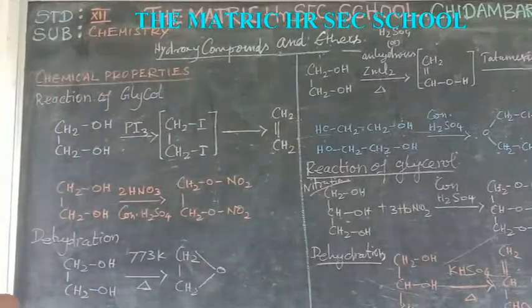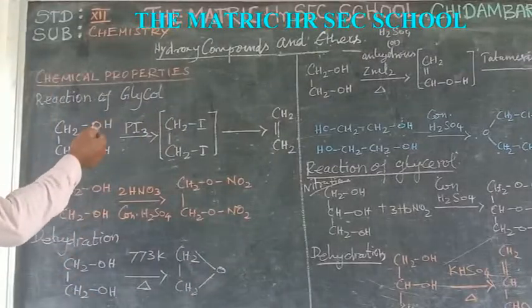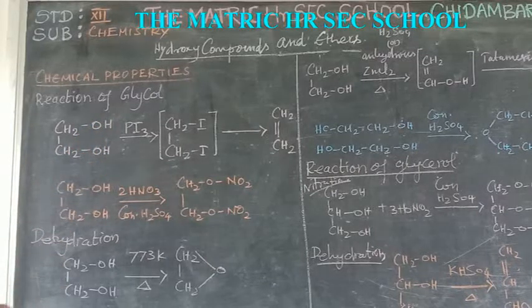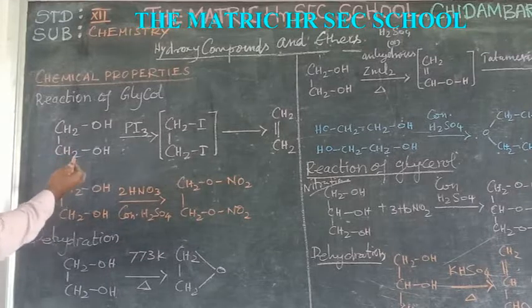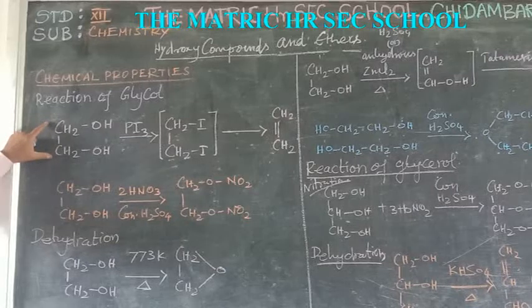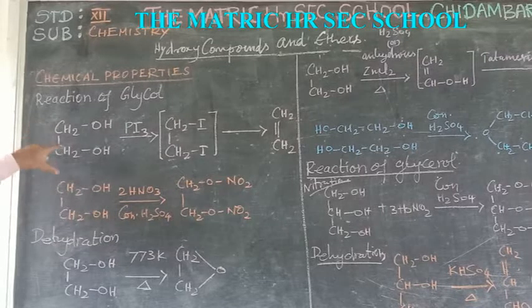So first I will go into the chemical properties of glycol. I will take the first reaction. We will take ethylene glycol. It is one of the dihydric alcohols. Two hydroxyl groups are present in the compound, so it is one of the best examples of a dihydric alcohol. First I will take that.